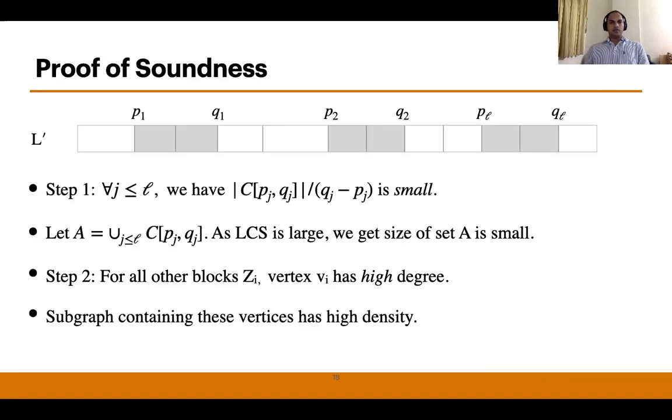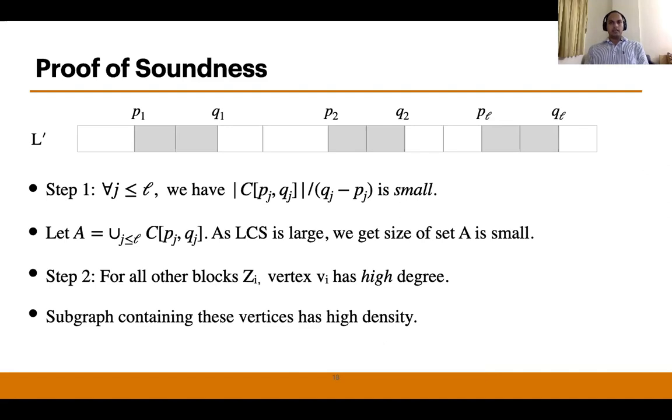Now we will talk about the sketch of the proof of soundness. First we show that in L prime, there exists a bunch of intervals in which the density of the blocks zi is small. In this example, those indices are P1, Q1, P2, Q2, up to PL, QL. In step 1, we show that for all j less than or equal to L, the ratio of the cardinality of C of Pj, Qj divided by the difference Qj minus Pj is small.